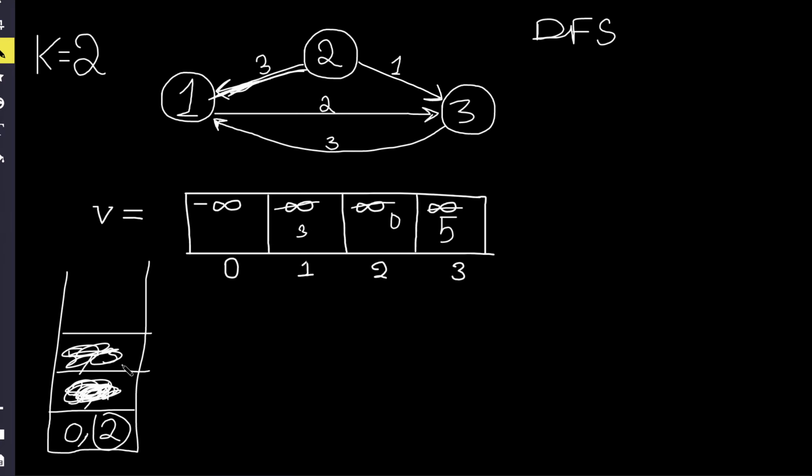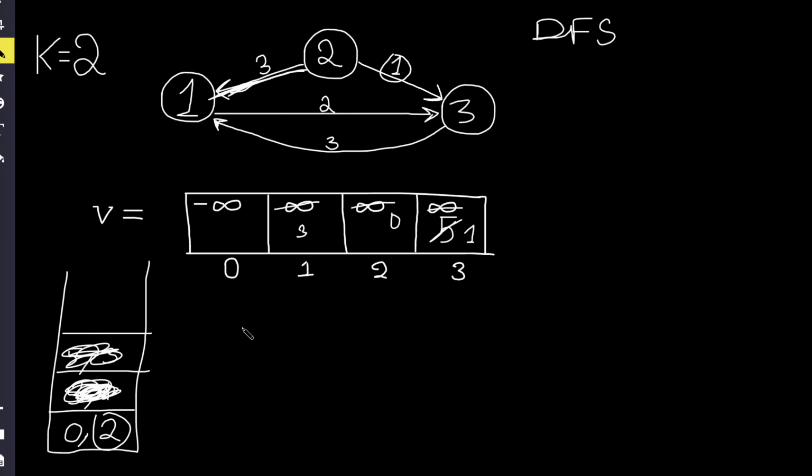So we will try to reach our child 3. To reach 2 we spent 0 time. From 2 to reach 3 we have to spend 1 more time. So 0 plus 1 is 1. 1 is less than what we already have in our visited. So we will erase this visited value, and we will store 1 to reach 3.